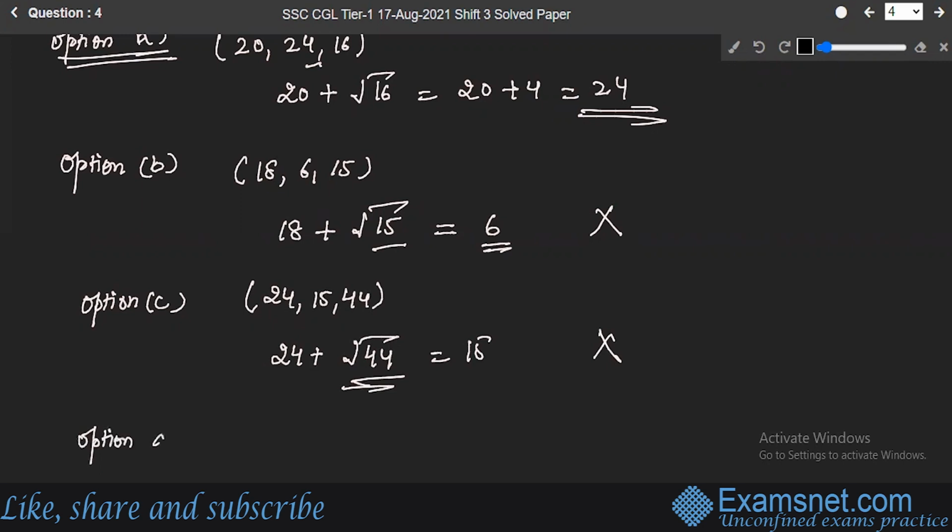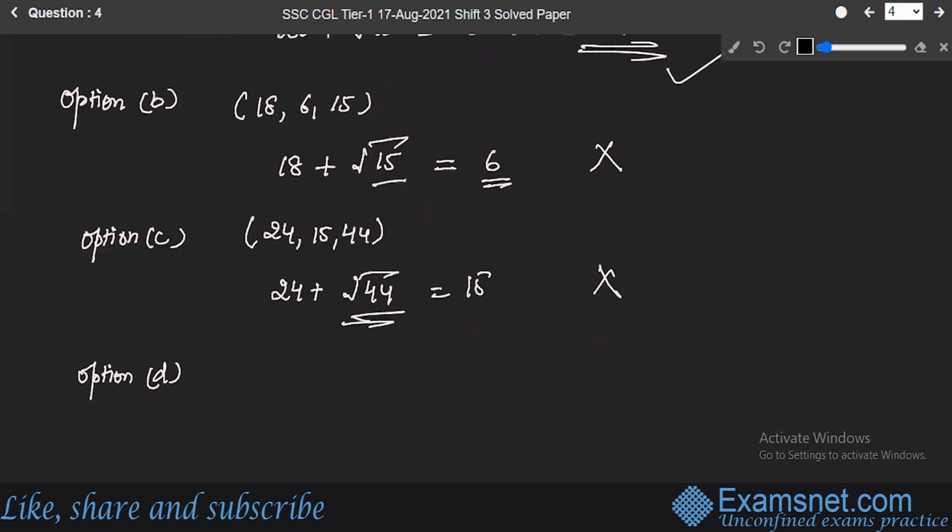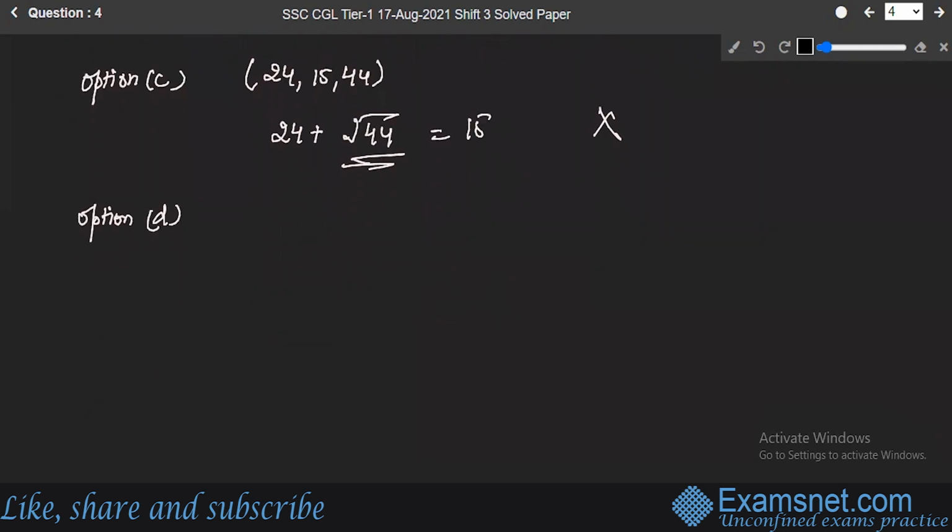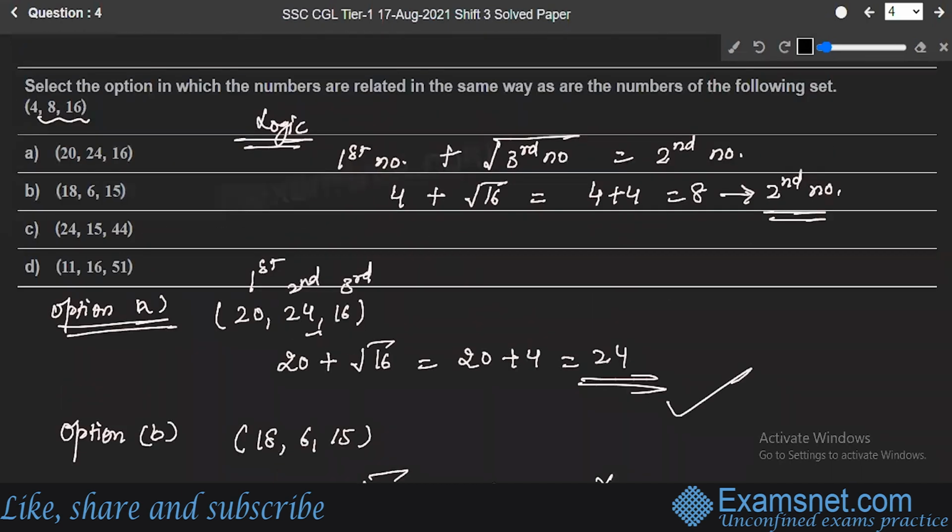Let's check with the last option. We have got our answer, but still we are verifying other options as well. So the last option is 11, 16 and 51. So 11 plus root of 51 should be equal to 16. Again, 51 is not a perfect square, so this is also incorrect. We got our answer in the first case. It's option A. So this is the correct answer to our question. Hope you are clear. Let's move to the next question, number 5.